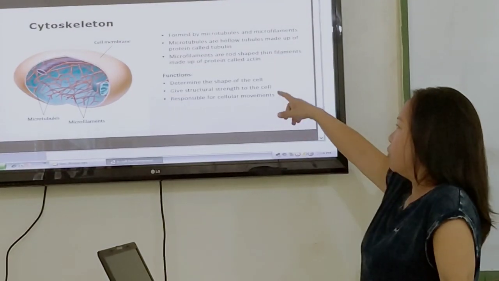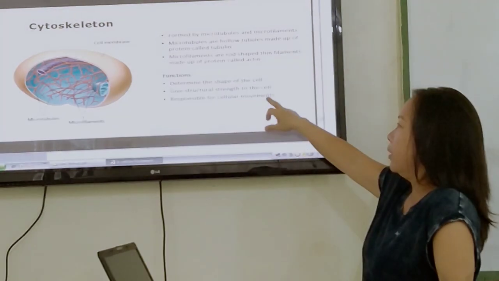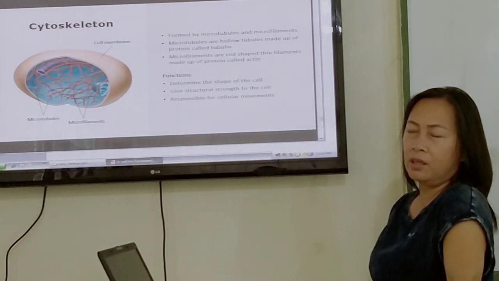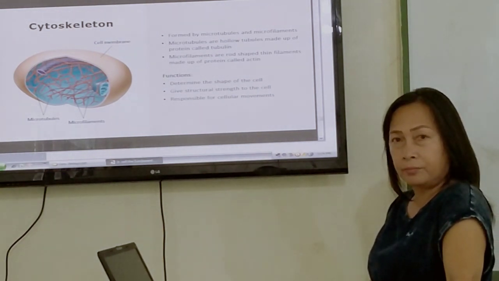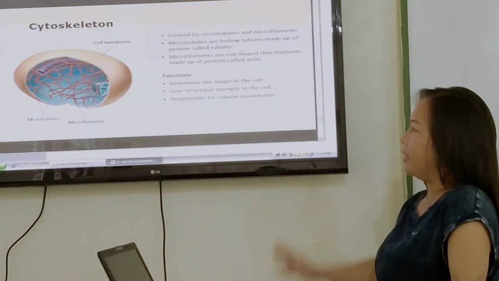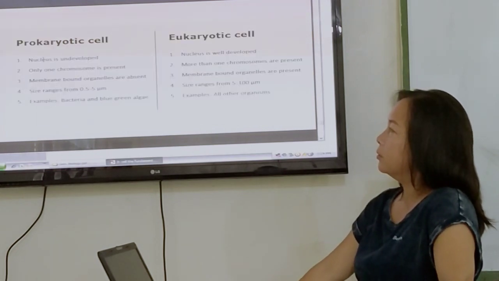That gives also structural strength to the cell and is responsible for cellular movements. You know what moves in the cell? Organelles move. Chromosomes move. And what contributes to their mobility? It's because of this cytoskeleton.